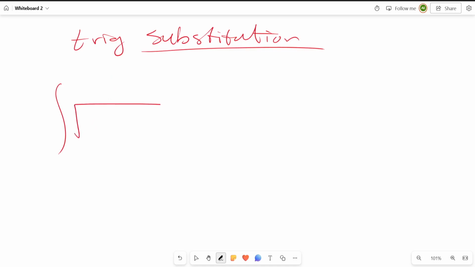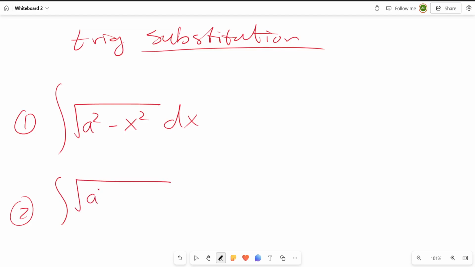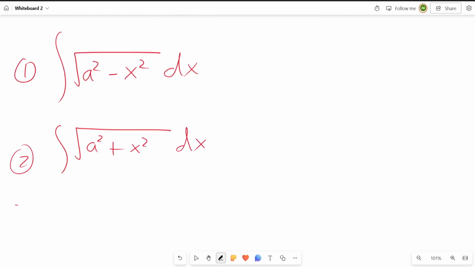First one is when we have something that looks like this: square root of a squared minus x squared dx. Second case is when we have square root of a squared plus x squared dx. And the third case is when we have square root of x squared minus a squared dx.